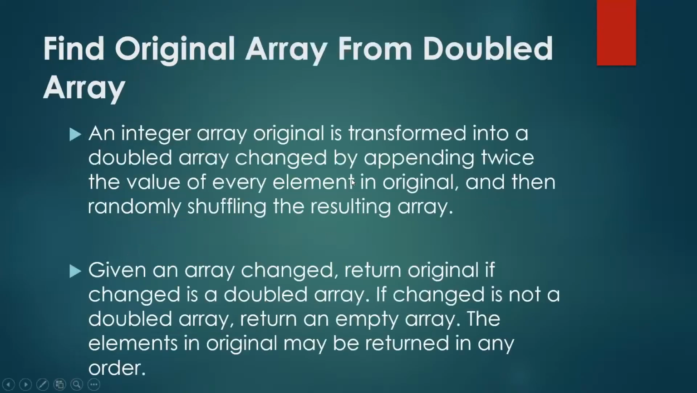Okay, so this is the problem. We have to find the original array from the doubled array. An integer array originally, there was an original integer array and it is transformed into a doubled array. So what is a doubled array? Each of the elements in the array are multiplied by 2 and appended to the original array, and then the array is shuffled. All the elements in the array are shuffled, and you have to return the original array. So let me write the problem statement here.